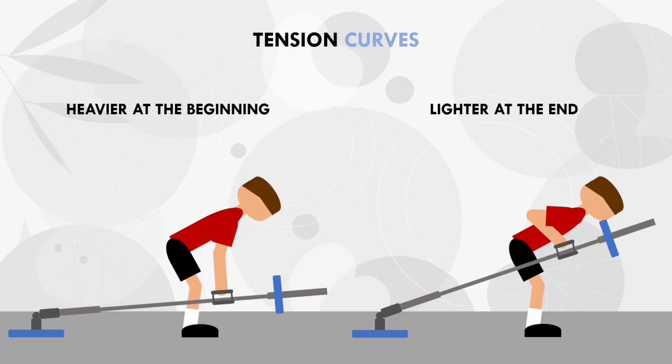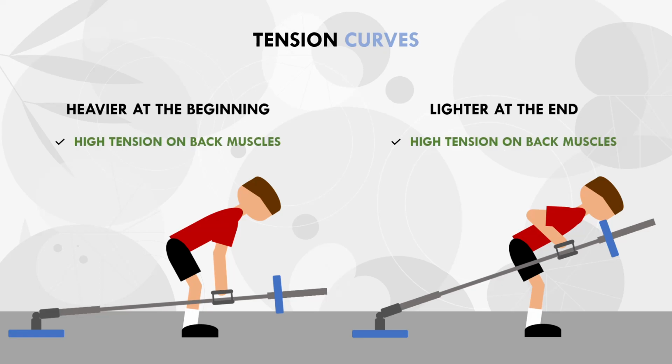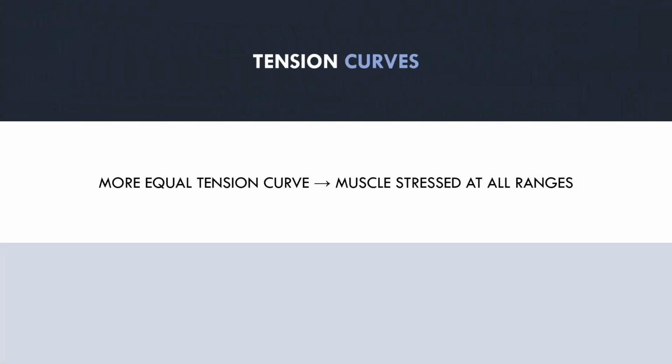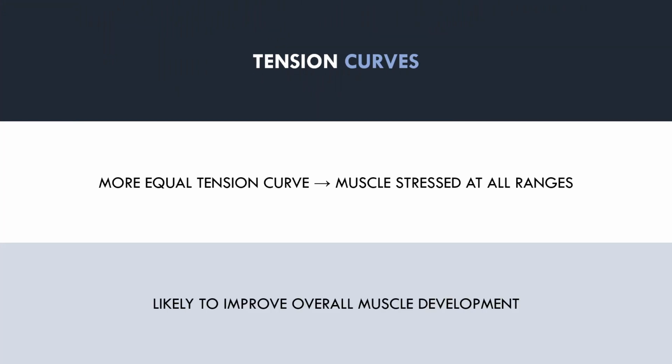This means tension is high throughout the full range of motion, allowing more equal stress on the back muscles throughout the entire movement. A more even tension curve is likely to result in superior hypertrophy, as the muscle is being challenged at all ranges of the movement, not only at a single point. This is likely to result in more uniform overall development of the entire muscle.